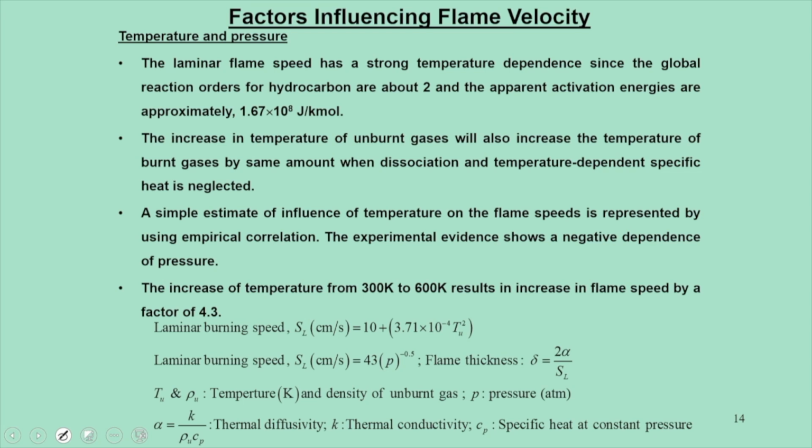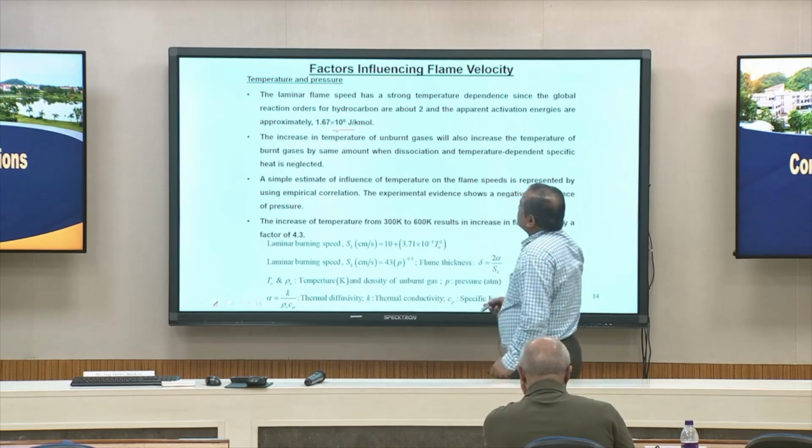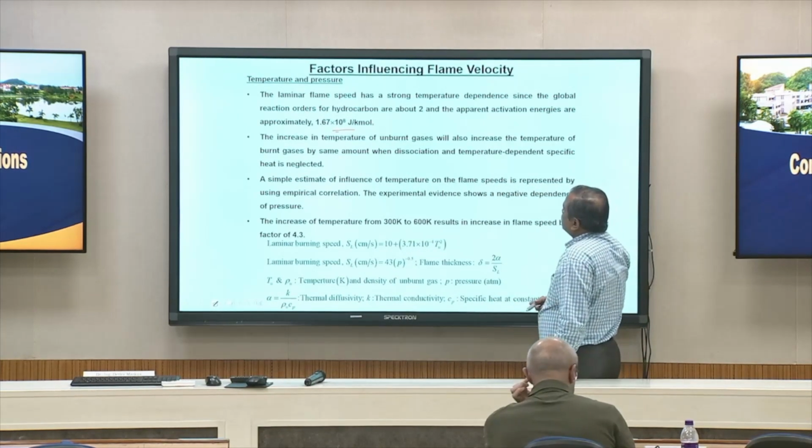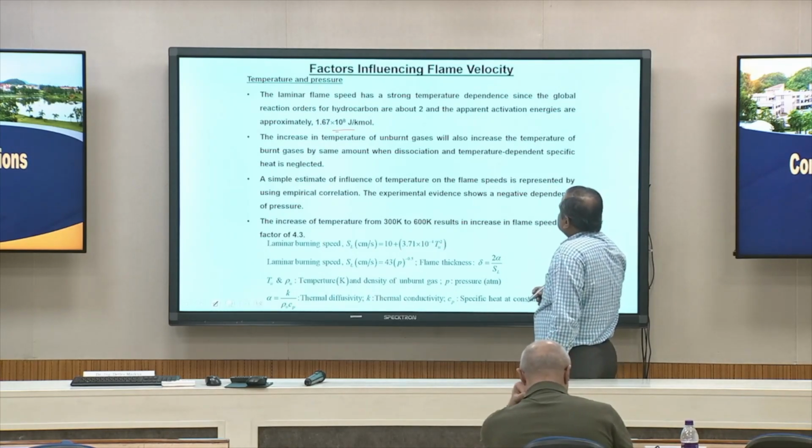First thing is that the flame speed has a strong dependence on temperature, mainly for hydrocarbons, and their activation energy falls in this range, 1.67 into 10 to the power 8 joule per kilomole, and this increase in temperature leads to dissociation.